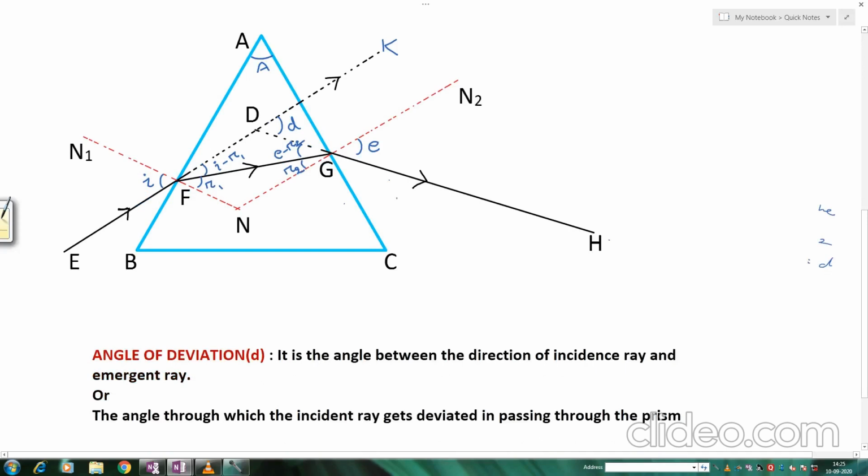So this is the ray diagram for the refraction through a prism. See, here we have taken an outline of the prism, that is ABC is the outline or principal section of a prism. Here EF is the incident ray and GH is the emergent ray. The ray entering the prism is called the incident ray, and the ray coming out from the prism is called the emergent ray.